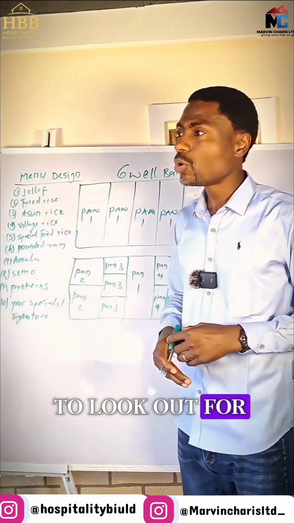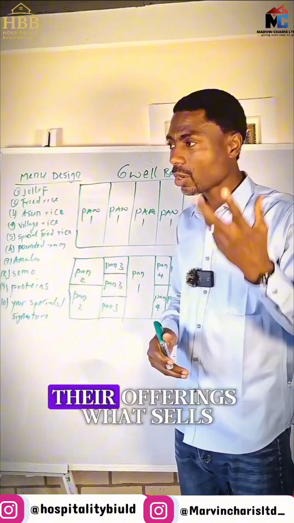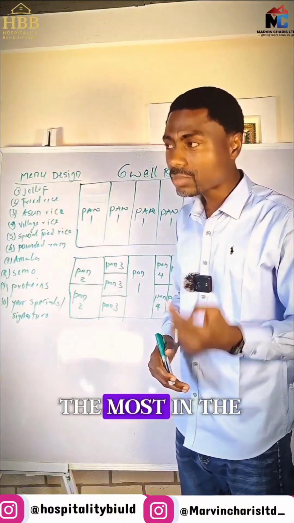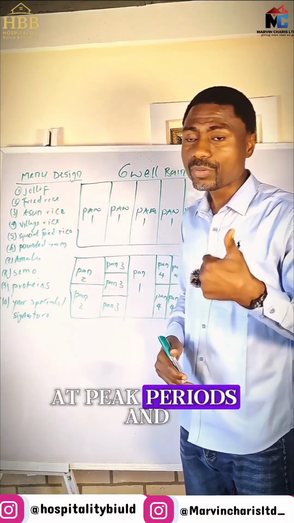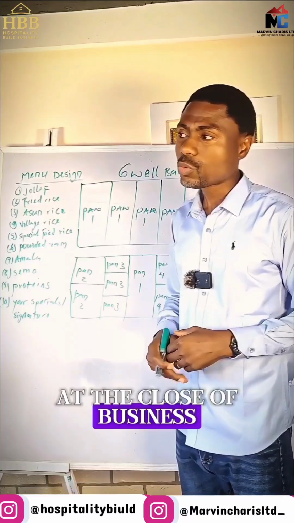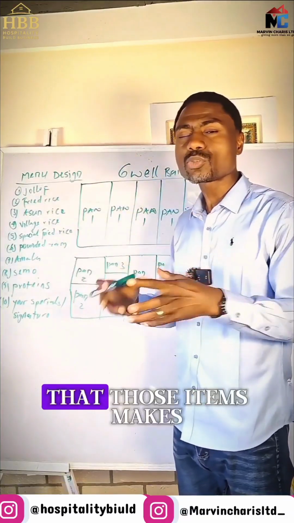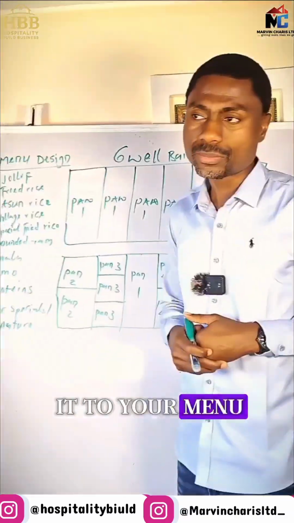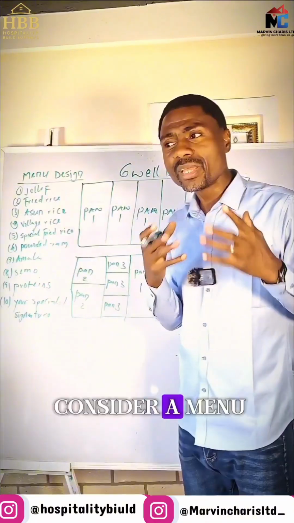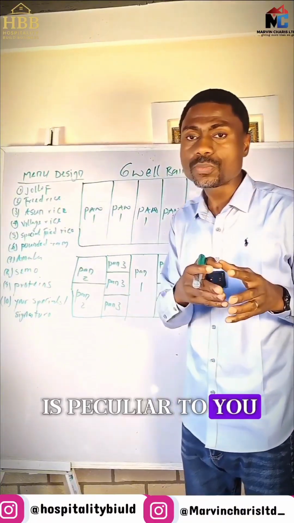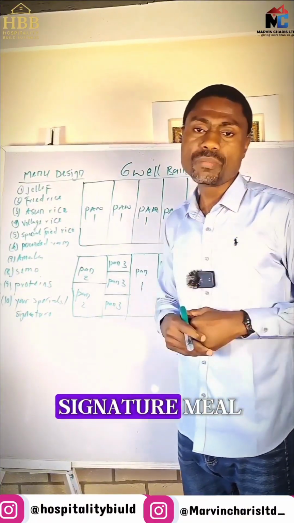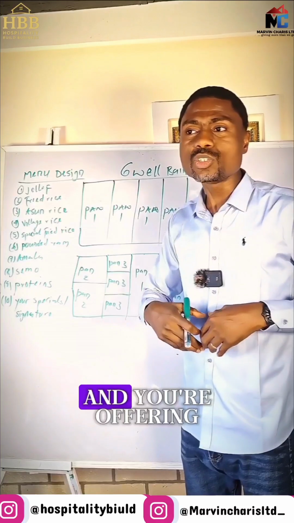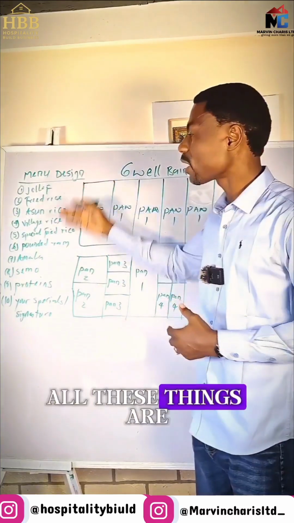What are you trying to look out for? Looking out for what they sell, their offerings, what sells the most in the beginning of the day, at peak periods, and at the close of business. What are the things that they sell? You want to ensure that those items make it to your menu. You also want to consider a menu or an offering that is peculiar to you, something that is your signature meal, something that you designed and you're offering and you're trying to push. All these things are going to make your menu.